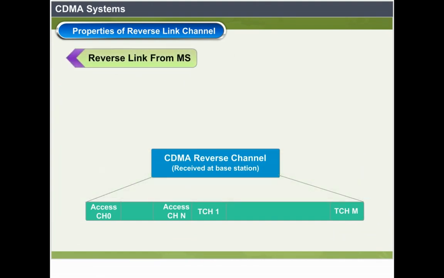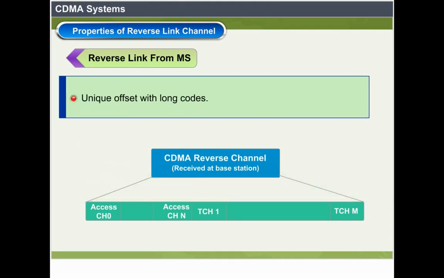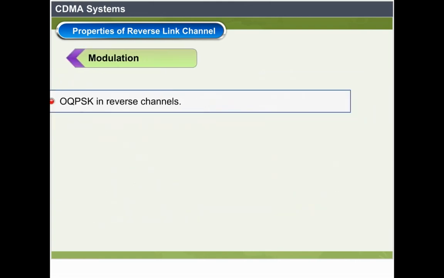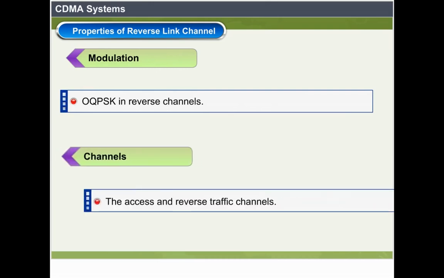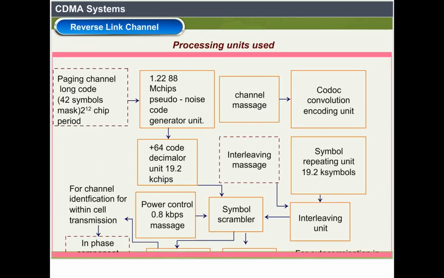Reverse link from the MS. User symbols are Walsh coded to specify the channel, then long coded using a mask, scrambled with short code, and then modulated. Unique offset with long codes. Modulation: OQPSK in reverse channels. The access and reverse traffic channels. Reverse link channel. Processing units used.